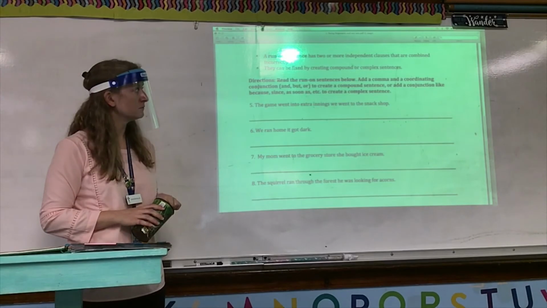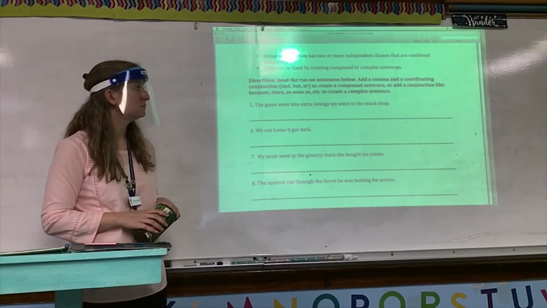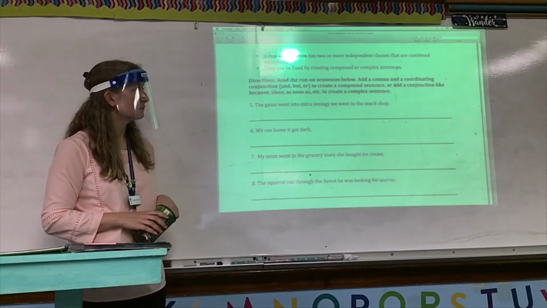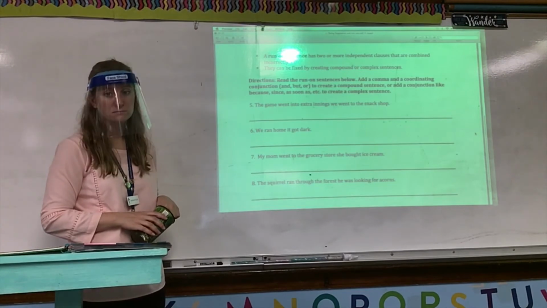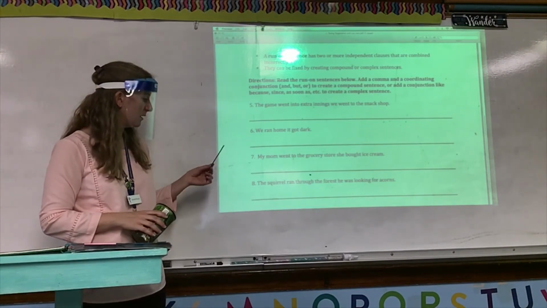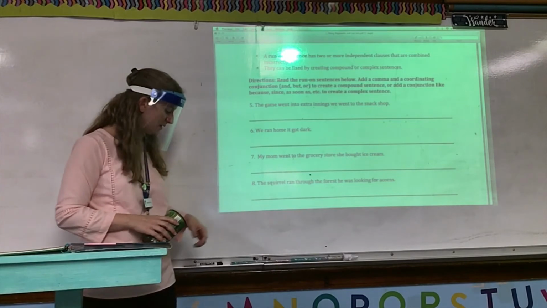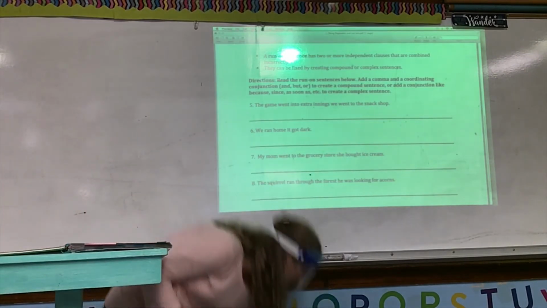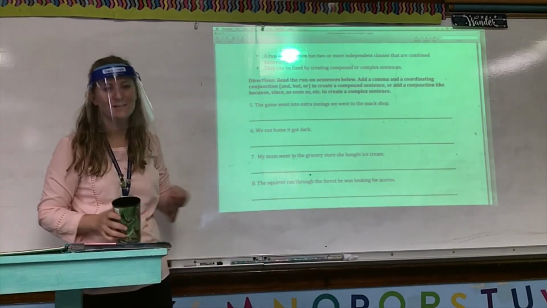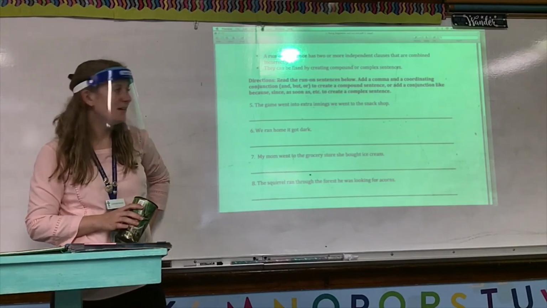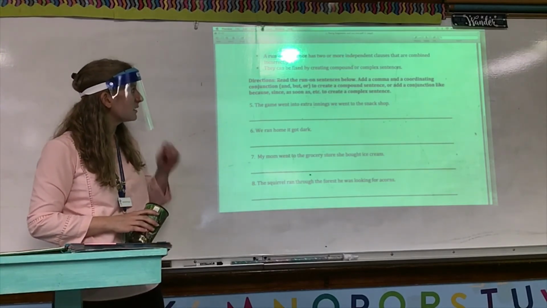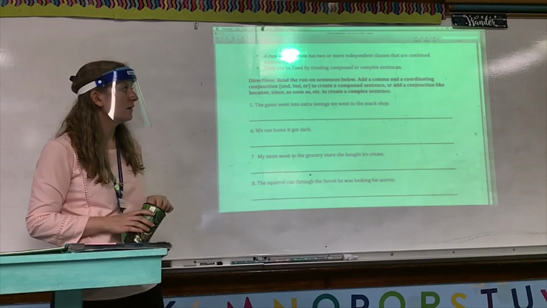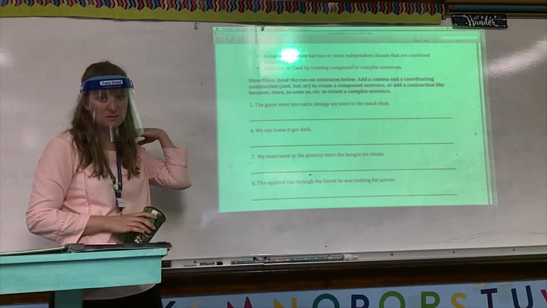A run-on sentence has 2 or more independent clauses that are combined incorrectly. Good. Carla, read the second bullet point. They can be fixed by creating a compound or complex sentence.